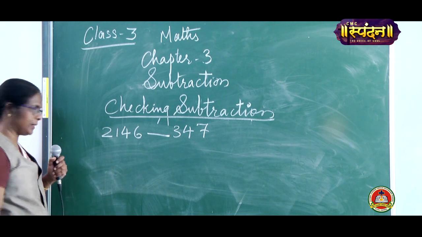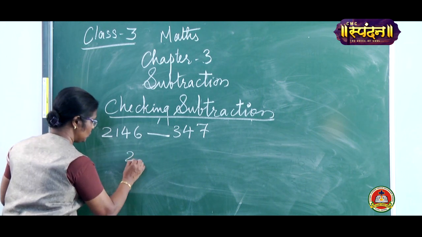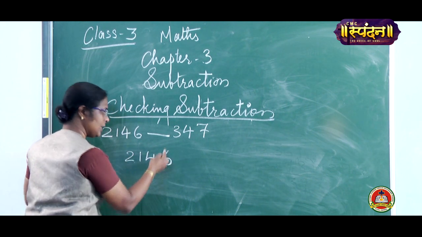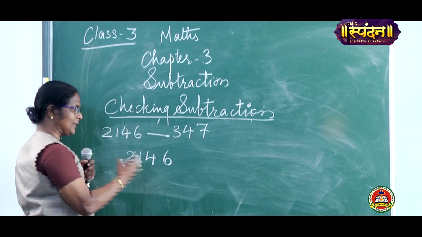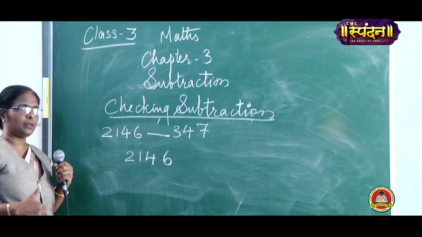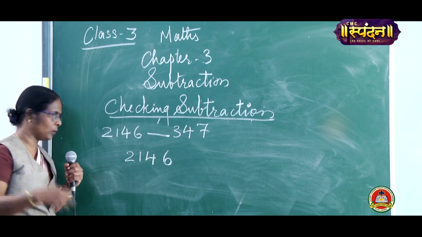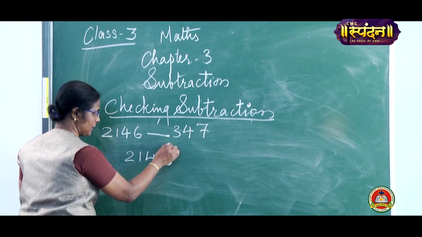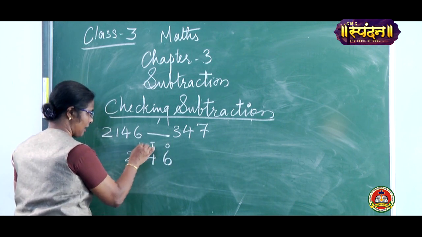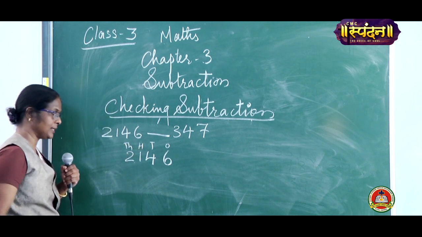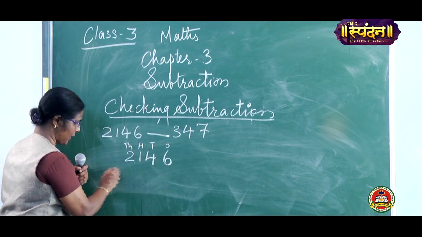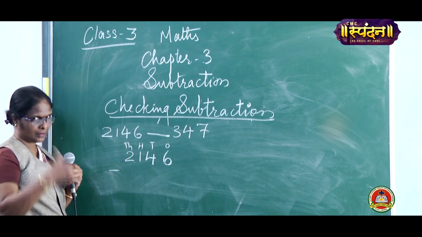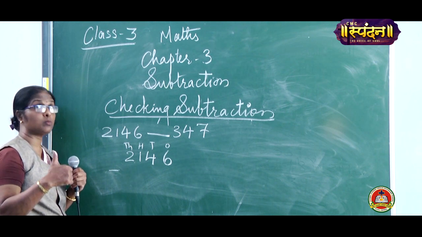We have to arrange it in a place value chart. So 2, 1, 4, 6. 6 is in the ones place. You all know by this time you might have become very perfect in writing the place values, I hope so. So I am writing ones, tens, hundreds, and this is the thousands place. From this number you have to subtract 347. Start writing from the smaller place value.